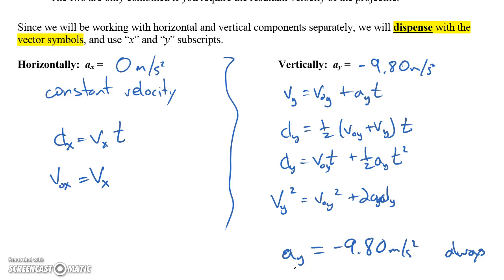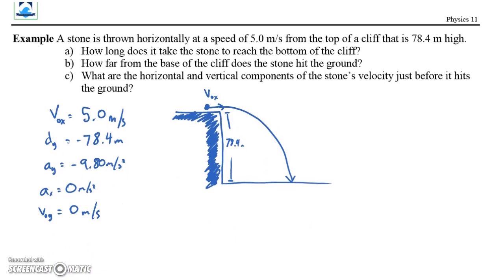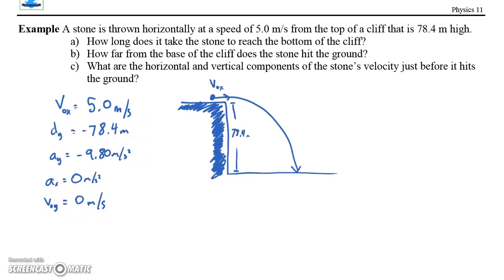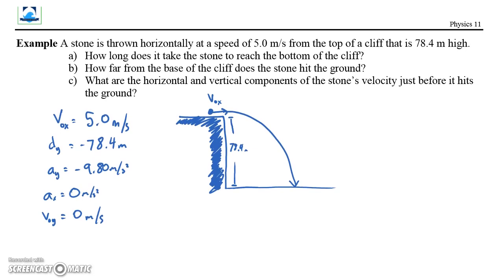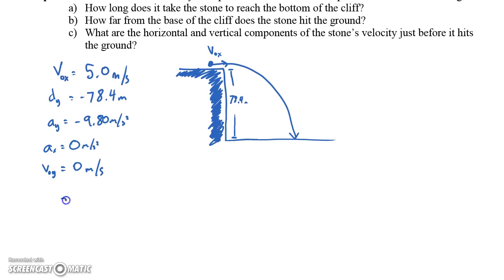So let's look at how to solve an example. We've got another stone. We like to throw stones for projectiles. It's just easy. And we're throwing it horizontally off a cliff again, but this cliff is 78.4 meters high, and we know how fast we're throwing it, 5 meters a second. And we're trying to find out how long it takes for the stone to reach the bottom of the cliff, which is the same problem we did before. So let's take a look at how we did that again.